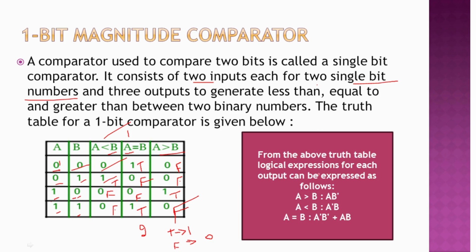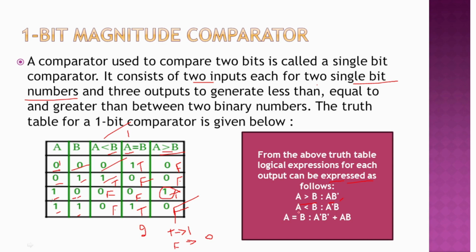With the help of this truth table, we can derive the equation for the three output conditions. The first condition is A is greater than B. For A greater than B, only this condition is true. In this condition, A is 1, so you write A as it is. Afterwards, B is equal to 0 in this condition, so you write B dash.